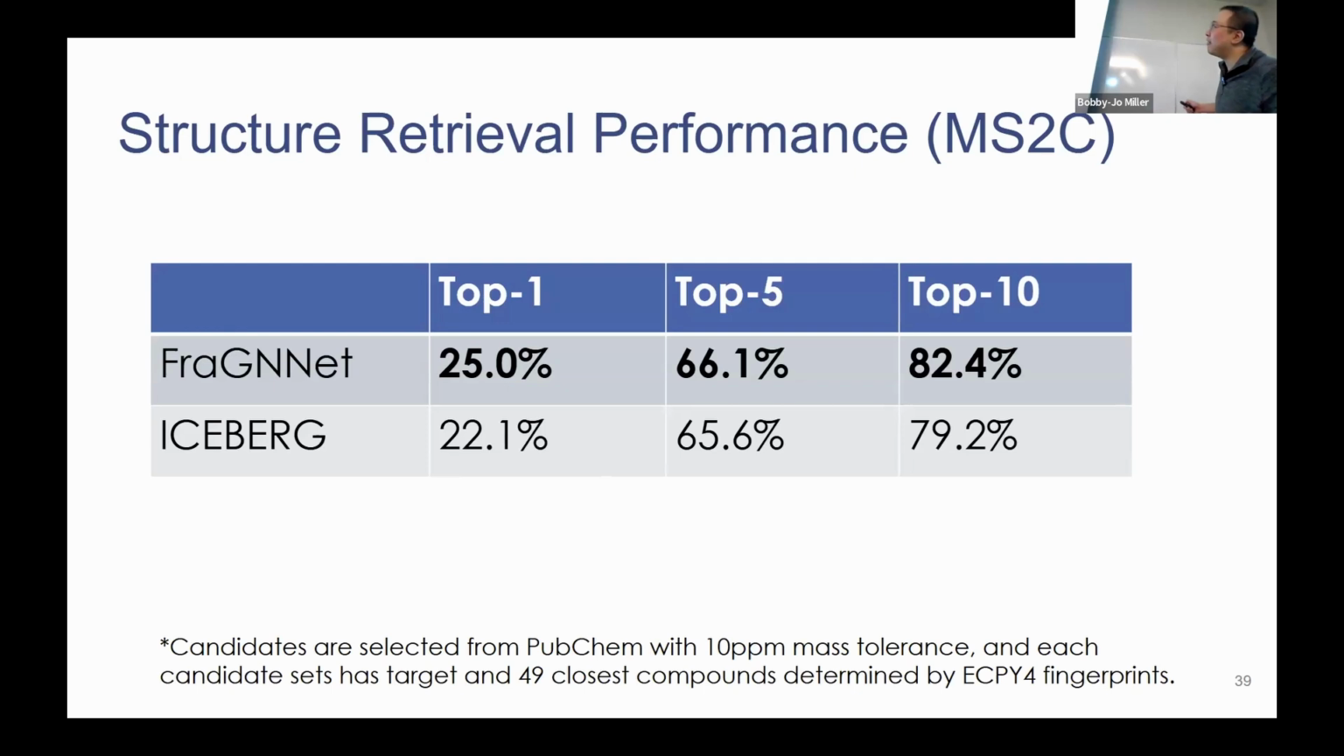As we show here, in this particular setting, which we call MS2C, mass spec to compounds, our method is doing about 3% better compared to ICEBERG in terms of top one. Then about 2-3% better on top 10 as well. But your tool basically just finds a ranked order. Yes. By now we would say, hey, our stuff is better, right?